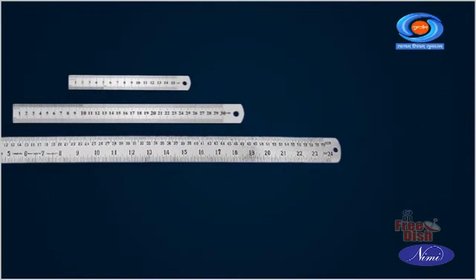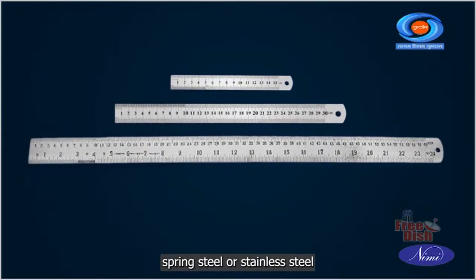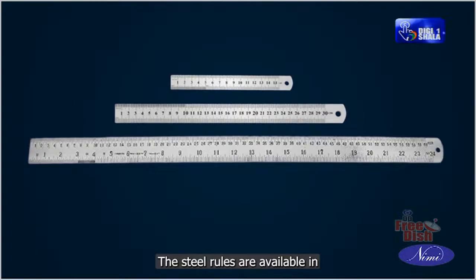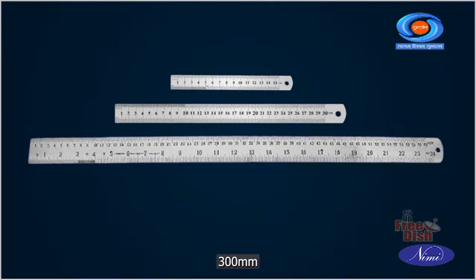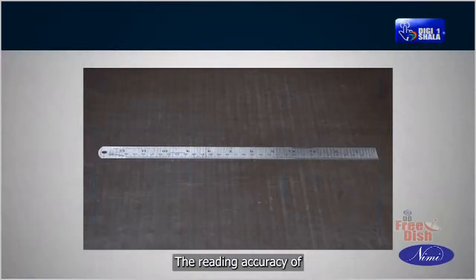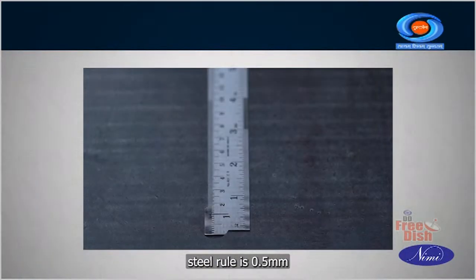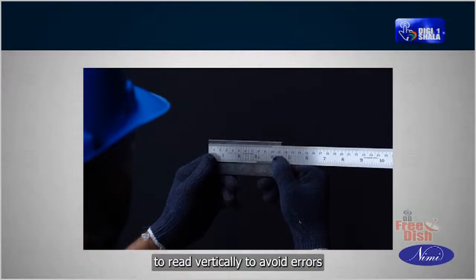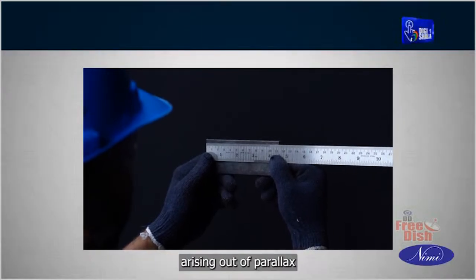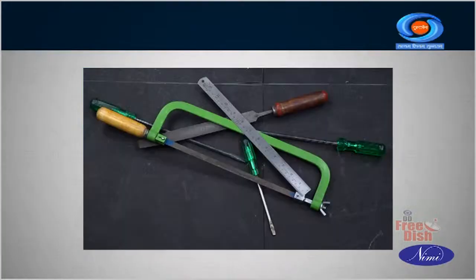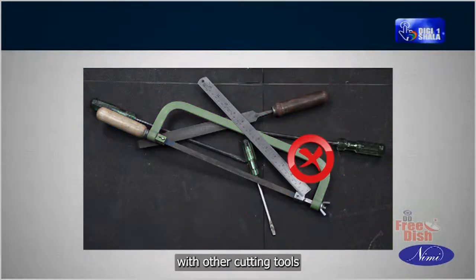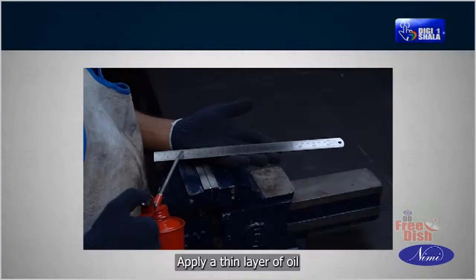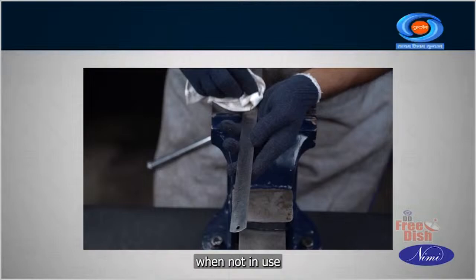Steel rules. Steel rules are made of spring steel or stainless steel. The steel rules are available in length of 150 mm, 300 mm and 600 mm. The reading accuracy of steel rule is 0.5 mm. For accurate reading, it is necessary to read vertically to avoid errors arising out of parallax. Do not place a steel rule with other cutting tools. Apply a thin layer of oil when not in use.